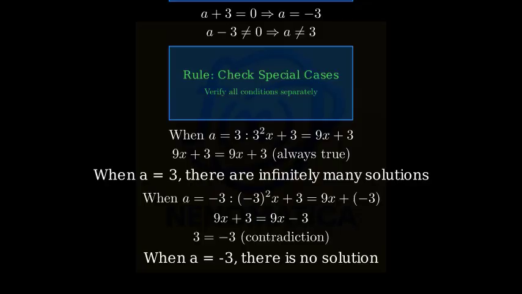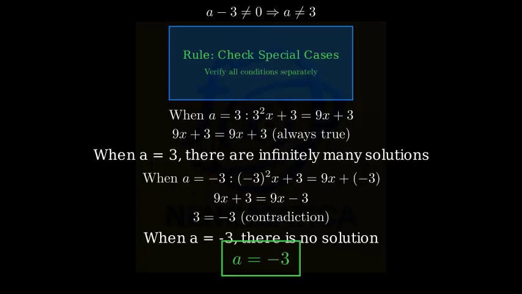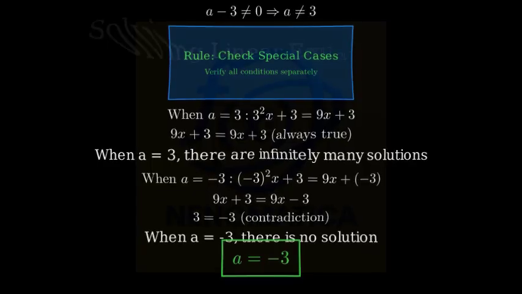This is a contradiction, which means when it equals negative 3, the equation has no solution. Therefore, the value of a for which the equation has no solution is a equals negative 3.